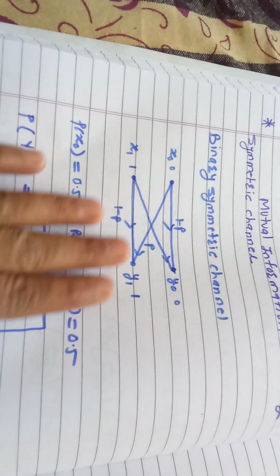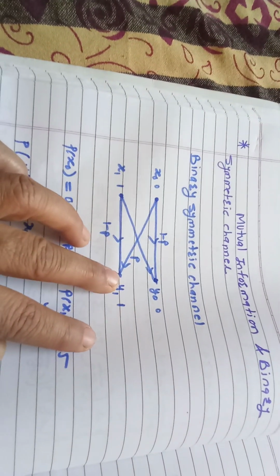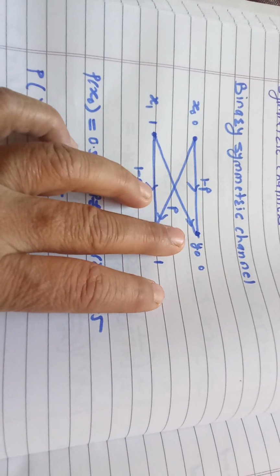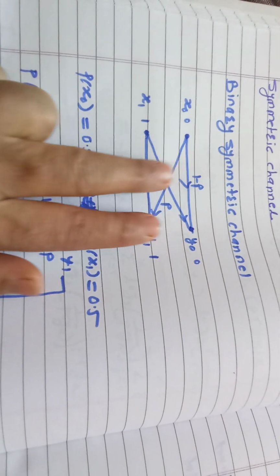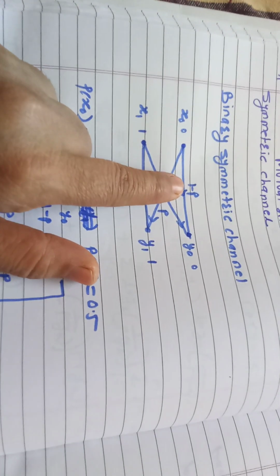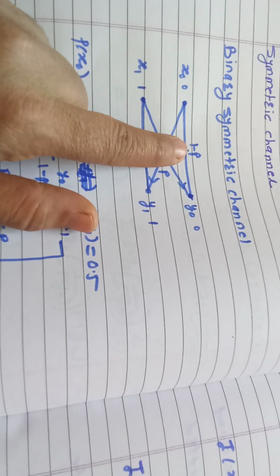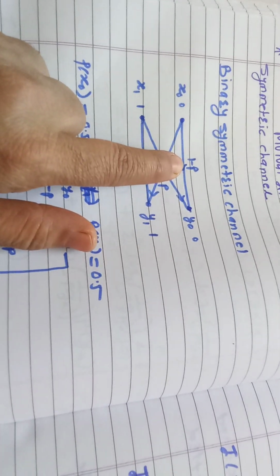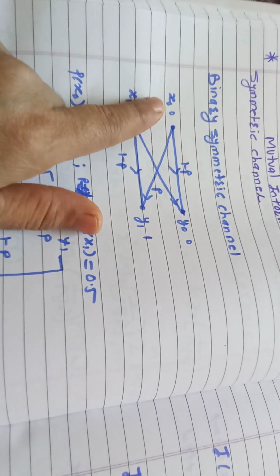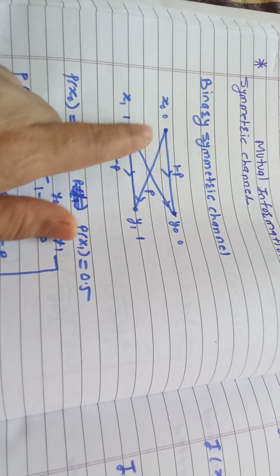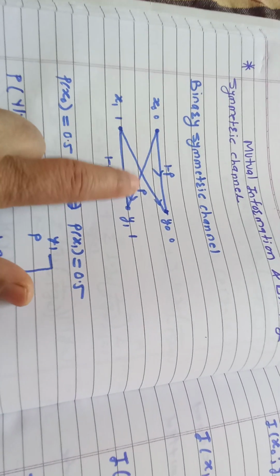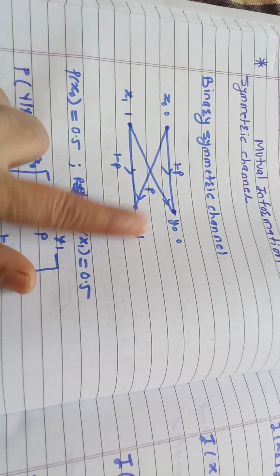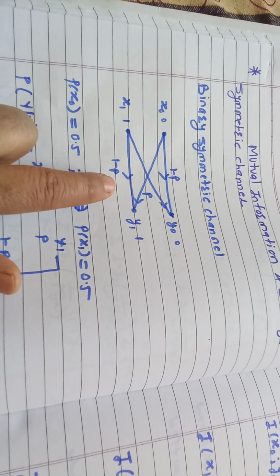If this conditional probability and this conditional probability are the same, then it is symmetric. You already know this because we have covered the binary symmetric channel. So this is the probability y0 given x0, that is 1 minus p. Probability y1 given x0 is p. Probability y0 given x1 is p. Probability y1 given x1 is 1 minus p.